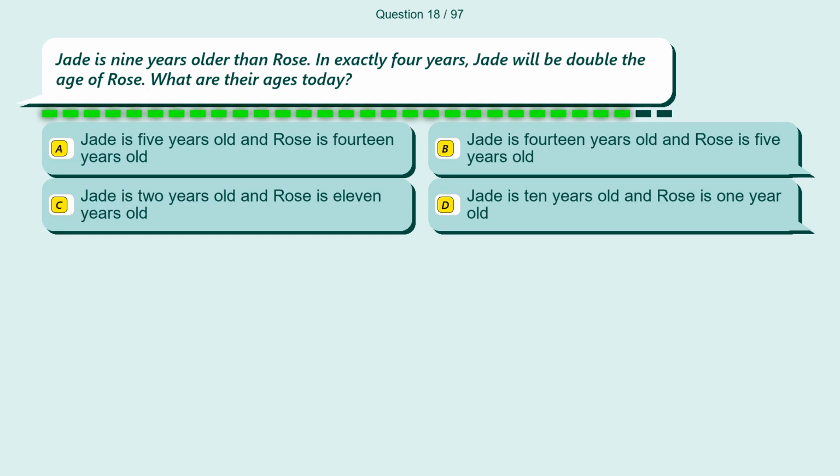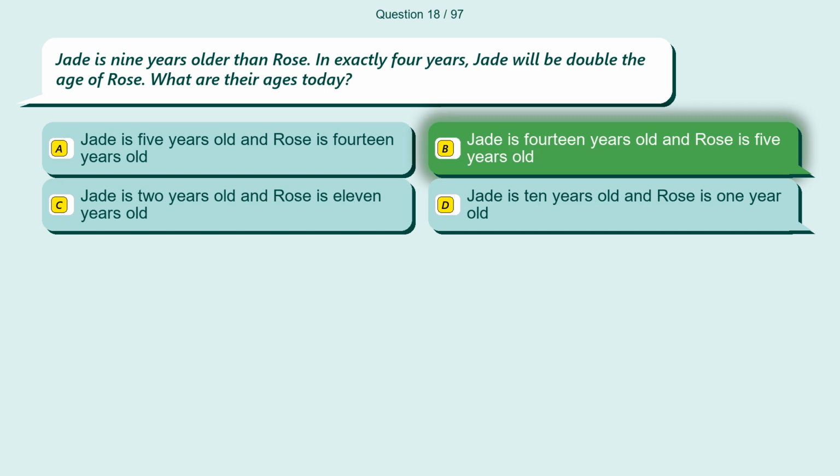Question 18. Jade is 9 years older than Rose. In exactly 4 years, Jade will be double the age of Rose. What are their ages today? Option A, Jade is 5 years old and Rose is 14 years old. Option B, Jade is 14 years old and Rose is 5 years old. Option C, Jade is 2 years old and Rose is 11 years old. Option D, Jade is 10 years old and Rose is 1 year old.